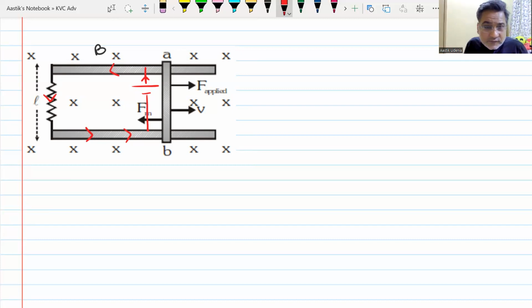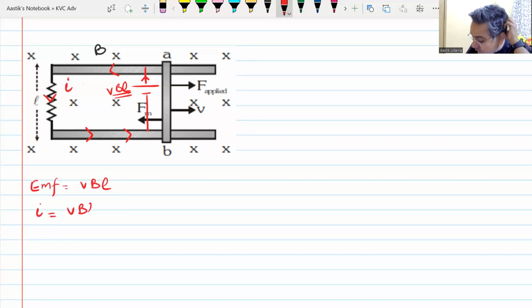We are not going to solve it from that concept. We are going to solve it from the concept of motional EMF. We are going to treat it as a battery. What is the EMF of this battery? The EMF of this battery will be VBL, yes or no? Yes, sir. So the EMF of this battery is VBL. What will be the current I that flows in this circuit? It will be equal to VBL by R. Do we understand this? Yes, sir.